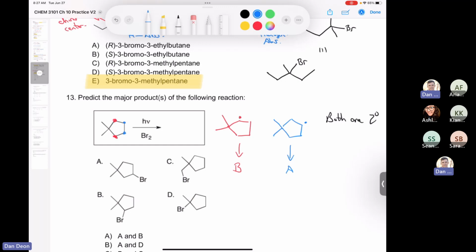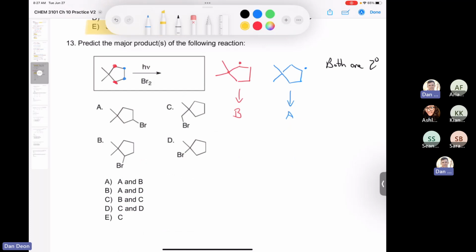I mean, you lost a carbon in that one. So the answer would be A and B. So the answer is A, which is you would get a mixture of both A and B. Good question. I like that question.